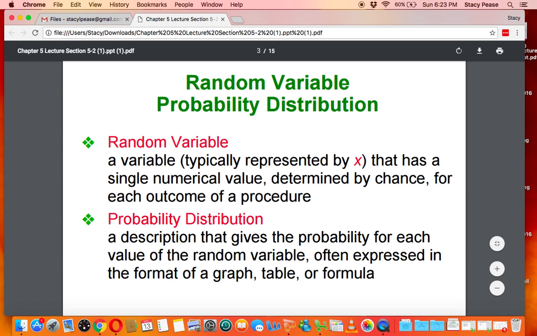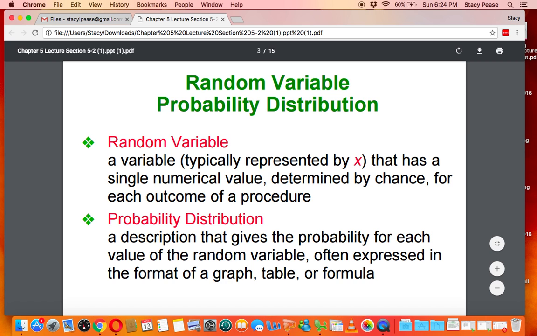So similar to what we saw in chapters 2 and 3, we talked about frequency distributions back then, and we talked about how you could break data into different classes and display it in a table and use that table to help you solve for other information that you needed and to be able to understand the nature of your data. Similarly, for probability, you can use a table, and in probability that's called a probability distribution. And what that is, it's a description that gives the probability for each value of the random variable x, and it's usually expressed in the format of a graph, a table, or a formula. And in this case, we're going to see it mostly in table format, similar to what we saw before with the frequency distributions.